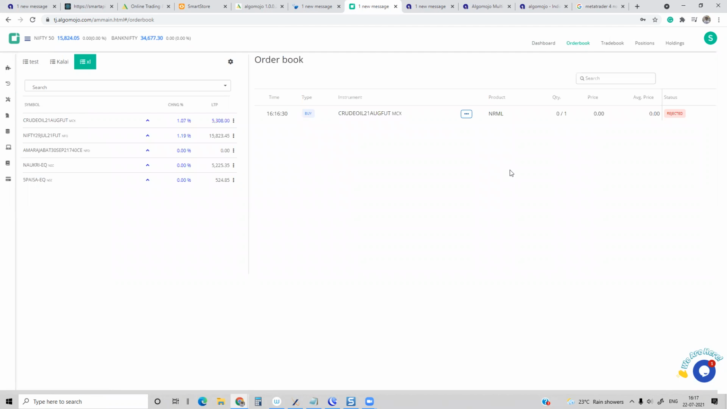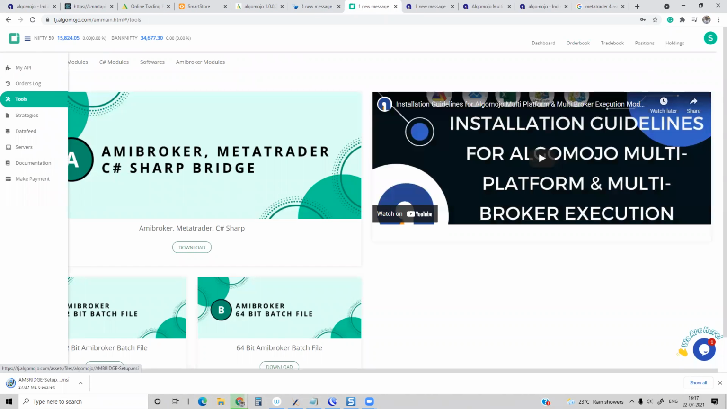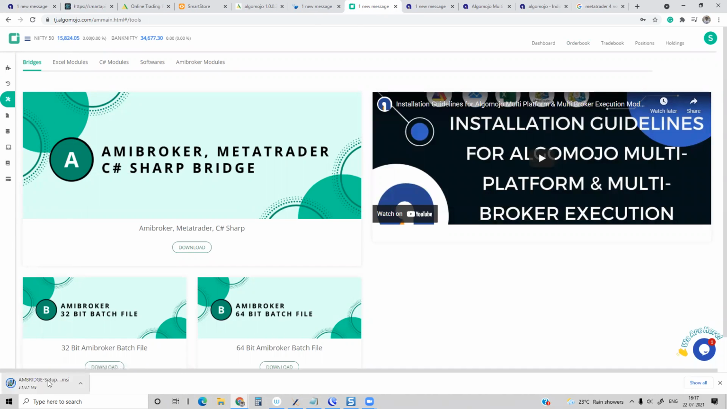I'll show you one of the manual orders I'm just going to send from MT4. Before talking a little bit about MT4 here, I'll show you some of the other features. What is the availability? Once you have logged into Algomojo, next what do I have to do? First thing is, if you are going to use Metatrader or AMI broker, you have to go to the tool section. You have to download the bridge, and then you have to install the bridge. In my case, I had installed it.